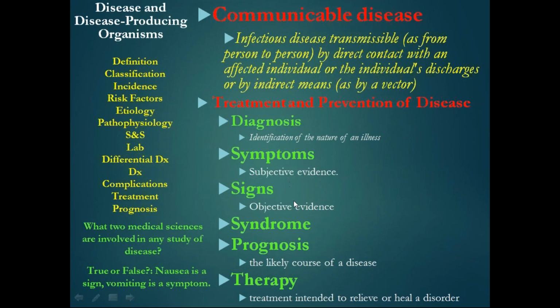Symptoms are subjective, signs are objective. For example, pain is the most common symptom. Nausea is another symptom. Signs are all the vital signs: temperature, heart rate, respiratory rate, blood pressure. A syndrome is a group of signs and symptoms, and a disease is a group of syndromes.